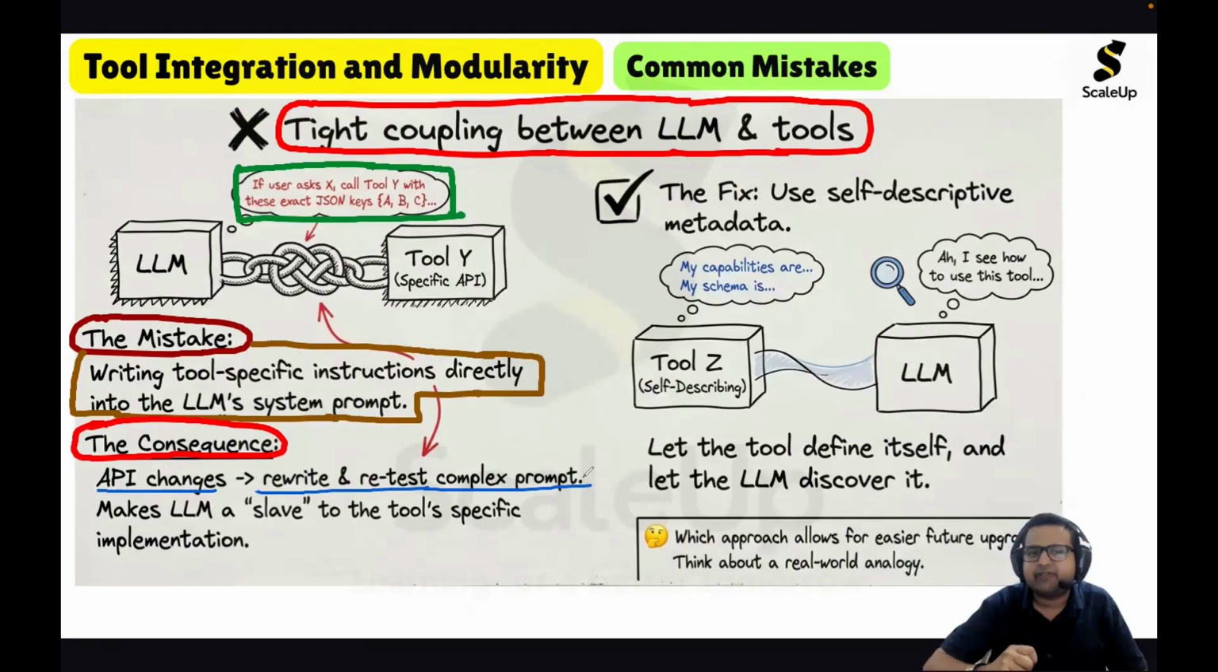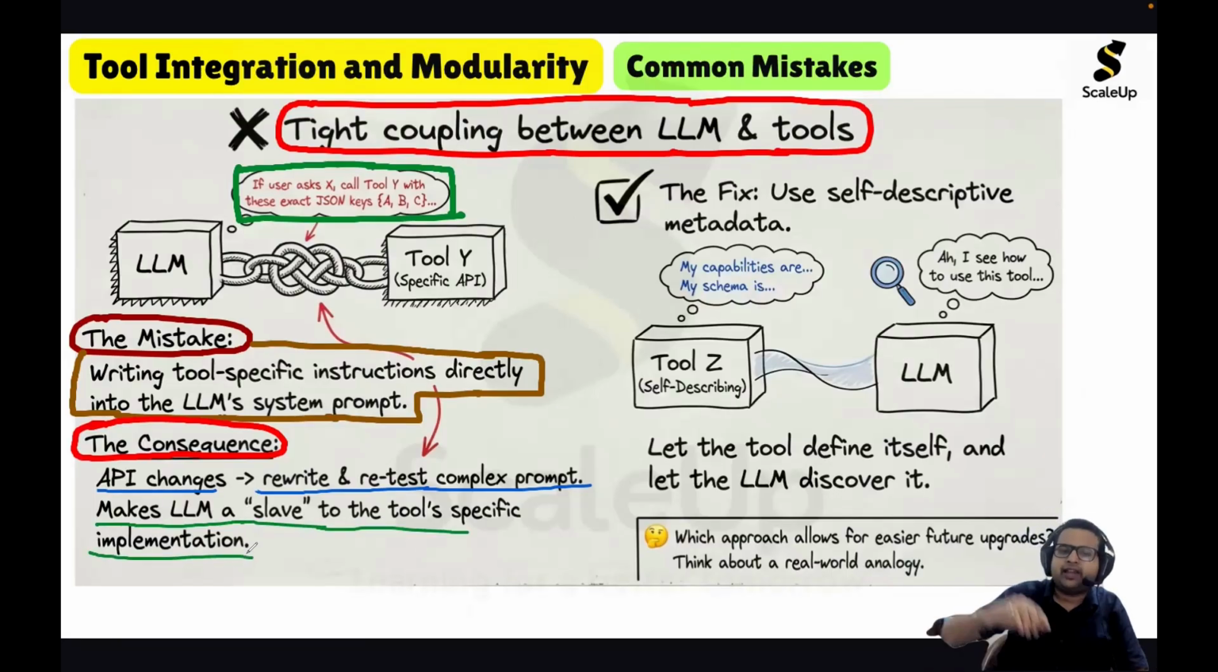So that in itself can be very hectic. Just imagine thousands of tools you have. So thousands of tool specific instructions will be there in the system prompt, and maintaining that will be a very tough task. So the idea is very clear that if we write tool specific instructions directly into the LLM system prompt, it makes the LLM a slave to the tool's specific implementation, because any changes in the tool, I have to rewrite the system prompt. That can be very hectic.